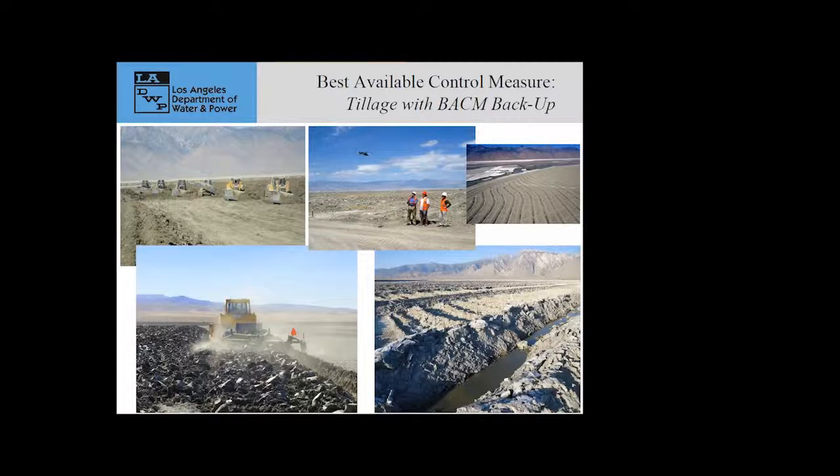Another way would be between the ridges. Like this area here, you can take your equipment through that same area and put in some more tillage rows. So there's a couple of different ways. Or what we could do is level the entire area and then reestablish tillage, or level it, reflood it, and then reestablish tillage.